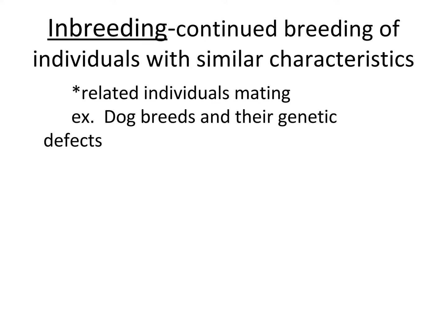Inbreeding, on the other hand, is the continued breeding of individuals with similar characteristics. So the term "in" is operative here. That means it's happening within a breeding community, so related individuals mating. And this is sort of a repulsive aspect of not too distant human history where royalty was actually inherited. And so royal families would breed ancestrally to protect their family's royal legacy.